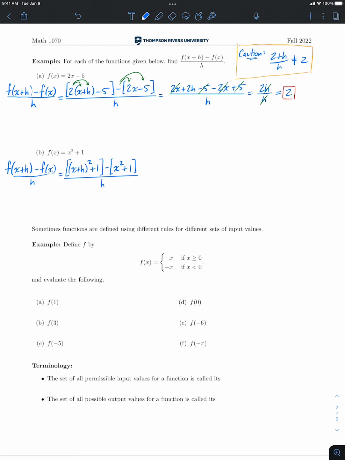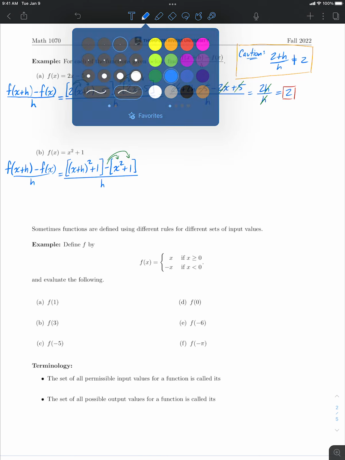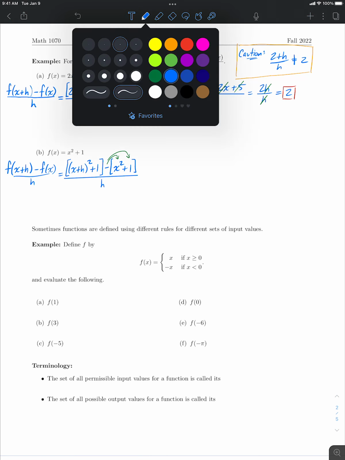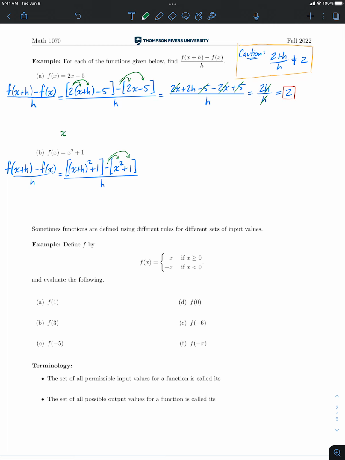Okay, so now what are we going to do? In the next step, I'm going to take the x plus h squared and expand that. And over here, I'm going to take this negative and distribute it into the brackets. So what am I going to get? It wouldn't hurt to just work this out carefully. So x plus h squared, we've got the space, so we'll go x plus h times x plus h.